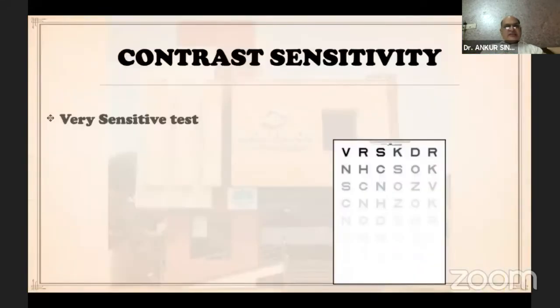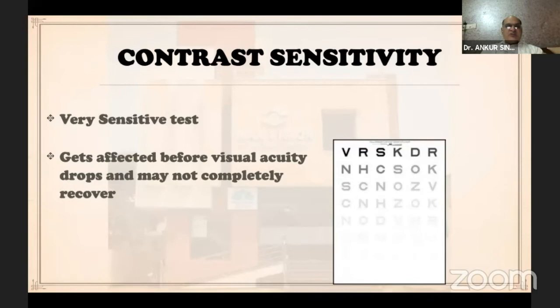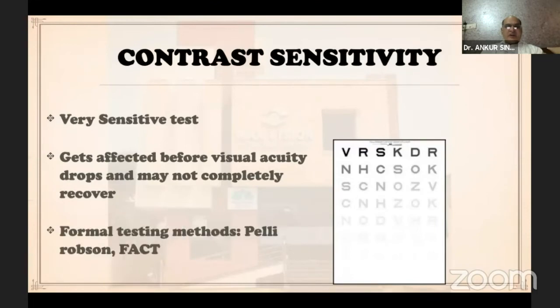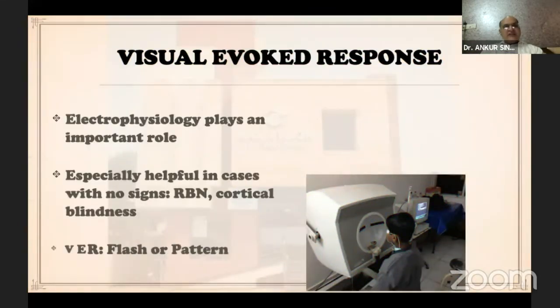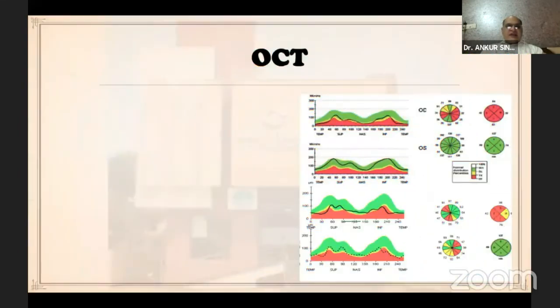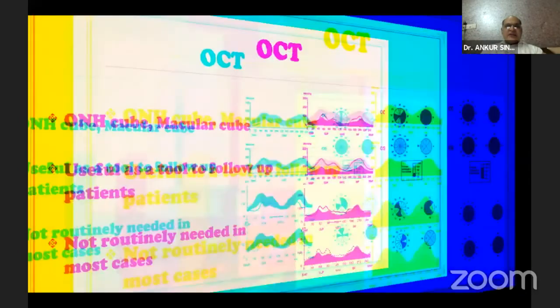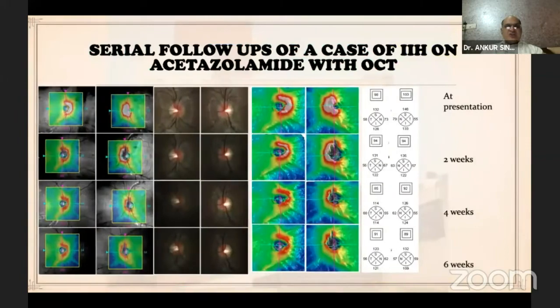Contrast sensitivity is a very sensitive test. It drops before the visual acuity is lost, and it may not recover fully. So it can be done formally with the Pelli-Robson or FACT test. Visual fields, again, are important, and we will have a full lecture on visual fields. Visual evoked responses will be under electrophysiology, and we again have a full lecture on electrophysiology. OCT can help us to diagnose as well as prognosticate and follow up the cases. Again, we will have a full lecture on OCT.